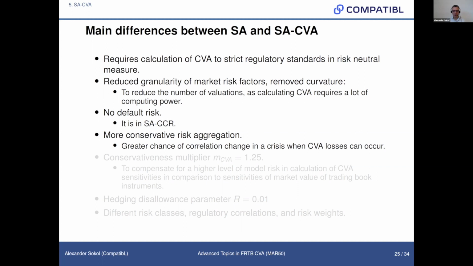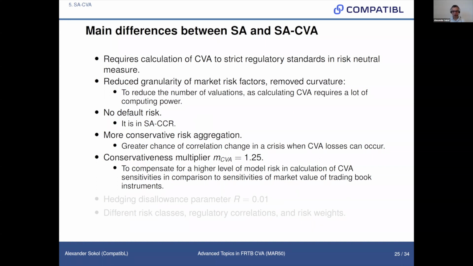So these matrices that we looked at, the risk weights that we looked at yesterday, they're different here, and for good reason. There's also an additional conservativeness multiplier of 1.25. It's kind of an additional thing that lifts everything. Well, it could have been in the risk weight. It's outside, and it compensates for a higher level of model risk in CVA sensitivity. So the purpose of it is not rolled into the risk weights. The purpose of it is different. Essentially, it's just saying that the regulators expect CVA models to be 25% off.